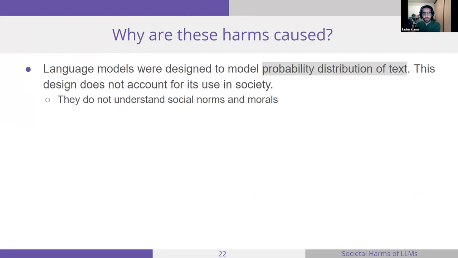Okay, so one might wonder why all of these issues are caused. Well, we'll delve into a lot of the details later. The short answer is that, like I had mentioned in the beginning, the language models are designed and trained to model the probability distribution of text, or how probable or how fluent something is, conditional on some input or not. But they're being used in many, many social situations for which they're not intentionally designed.